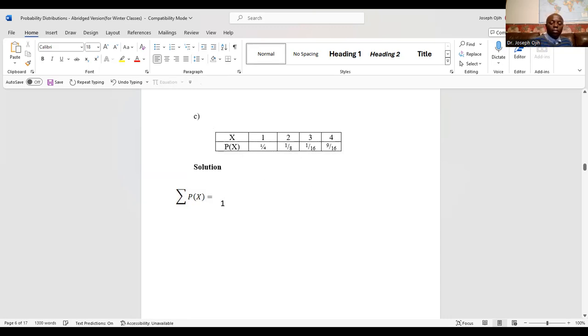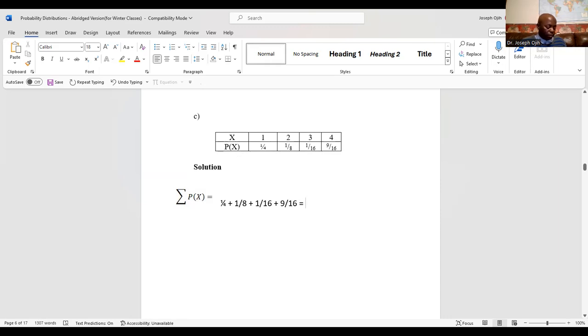We got 1/4 plus 1/8 plus 1/16 plus 9/16. Let's go and check this. See if you add to 1. If it doesn't, then it's not a probability distribution.